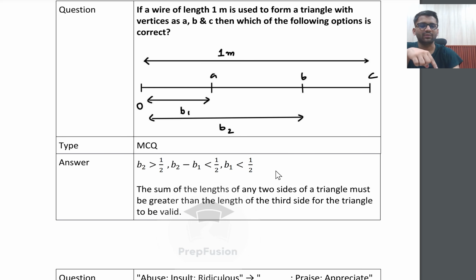B1 is greater than 1 by 2. This is actually correct: B1 is less than 1 by 2. But in the examination, I'm not sure. B1 greater than 1 by 2 was also mentioned, because someone was telling me this. That would have been the wrong option.